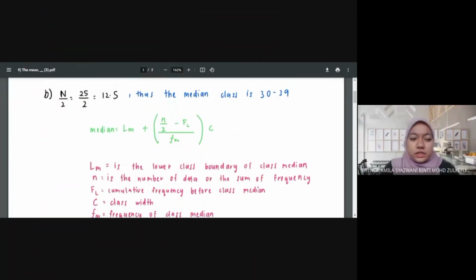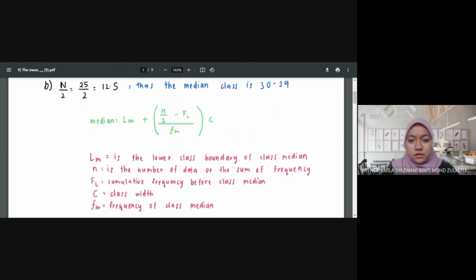The next question is to find the median. But before that, we have to determine the median class first, which is n over 2. So 25 over 2 is equal to 12.5. Thus the median class is 30 to 39.